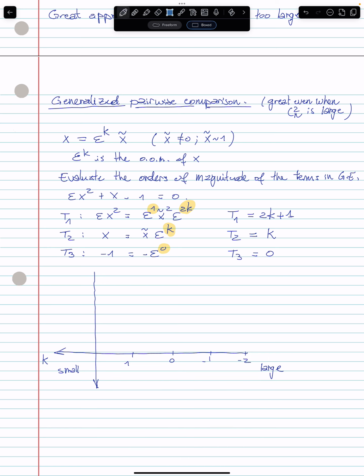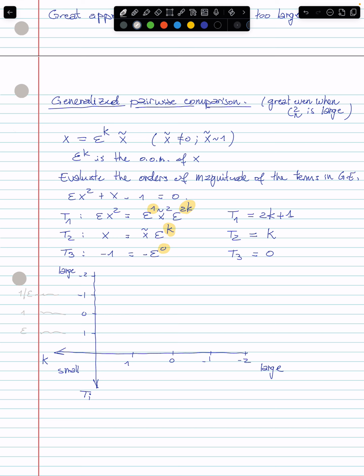Doing the same on the other axis, I'm going to plot here the orders of magnitude of each term. All right, and so the orders of magnitude of each term are going to be plotted here. And again, same story, we go from large at the top to small at the bottom. All right, meaning for instance that here we have 1 over epsilon, that's large. Here we have 1, and in here we have epsilon.